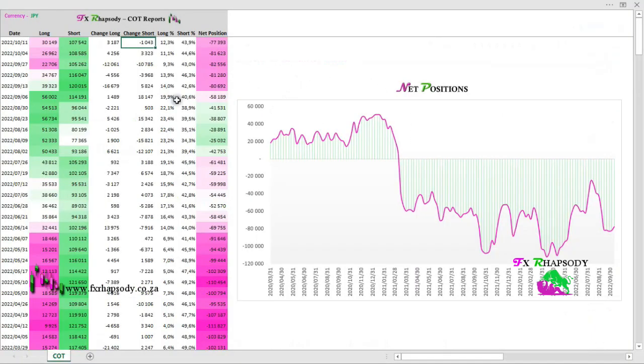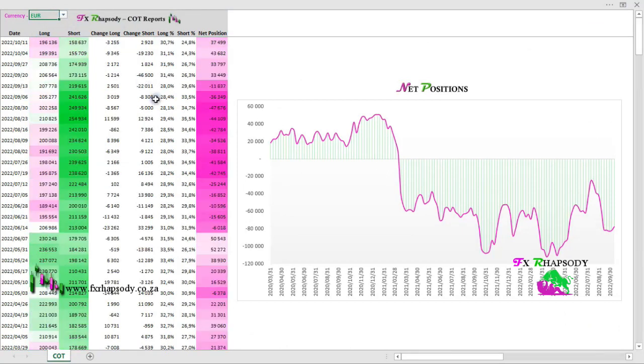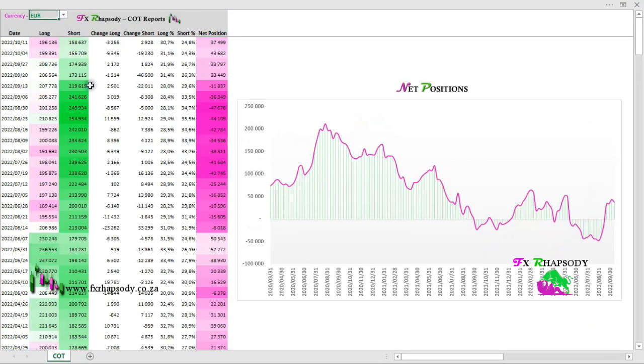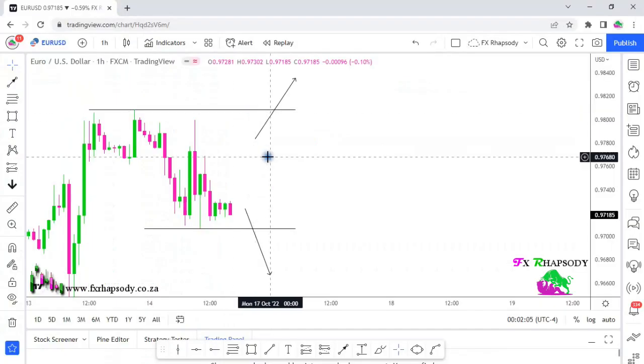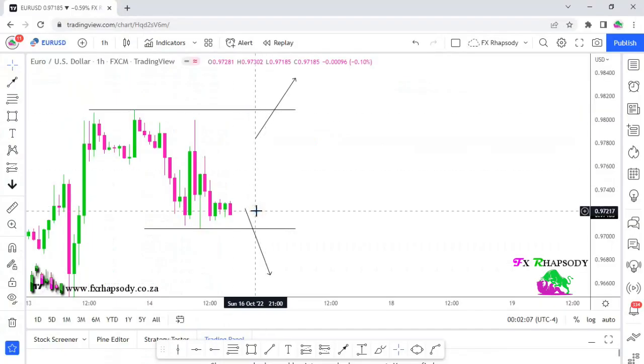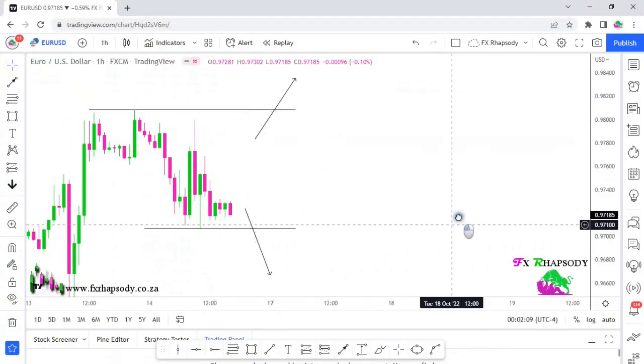Looking at the COT reports, we're looking at the euro. Let's just go up here. There we go. So on the euro side of things, we also see longs being closed in the market, shorts being opened, so it's going to be interesting to see what the price is going to be doing this week.